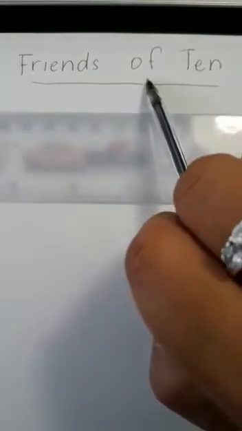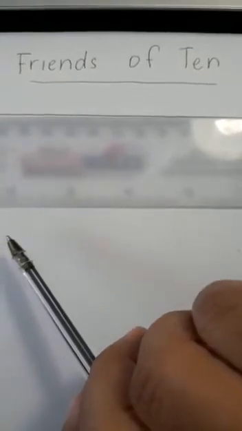Hi everybody, today we're going to learn about friends of 10. What is friends of 10? Friends of 10 is when we have two numbers and you add them together and they equal 10.